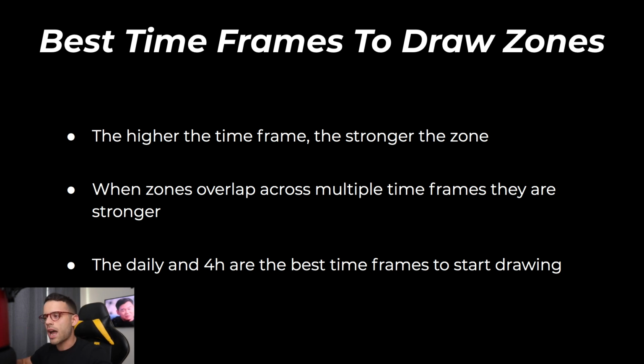I would stick to the 1-hour, 4-hour, and daily, and I would really understand that if multiple zones overlap, meaning if we have a daily zone and then a 4-hour and a 1-hour zone inside that daily zone, they're going to be very, very strong zones of price sensitivity, which means it's more likely that when price comes back to it, it's going to change in whatever direction it was moving.